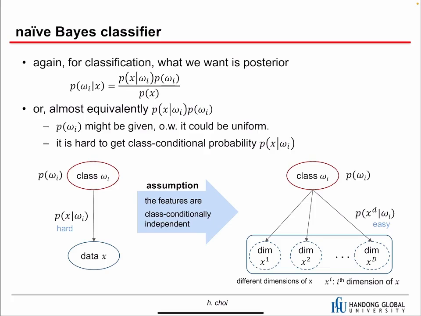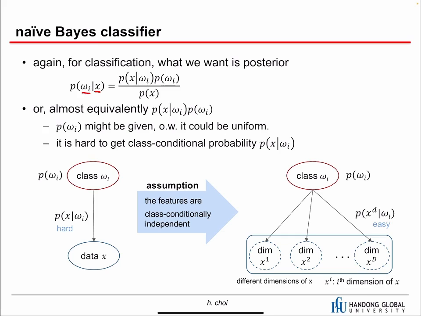Okay, and the next classifier is the naive-Bayes classifier, which is quite simple, and it is based on a simple idea, and it can apply to some simple applications. Again, for classification, what we want is the posterior. Given x, what is the probability of class i? And that is the posterior.